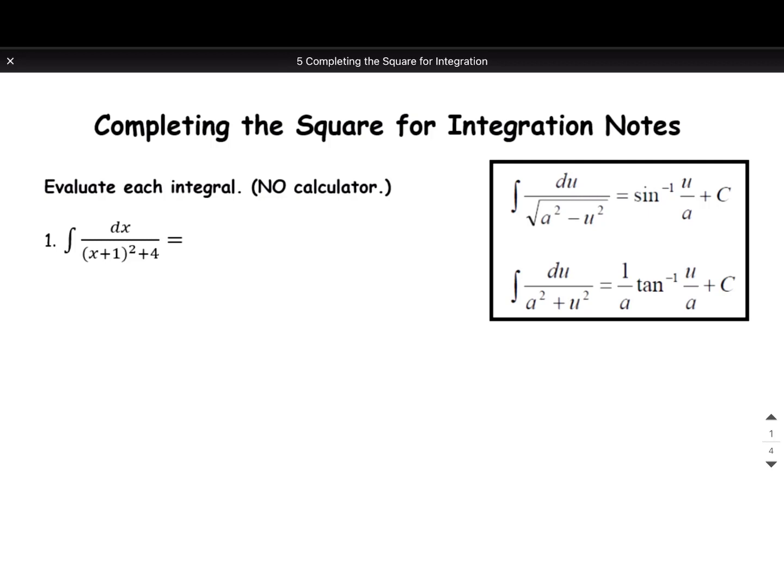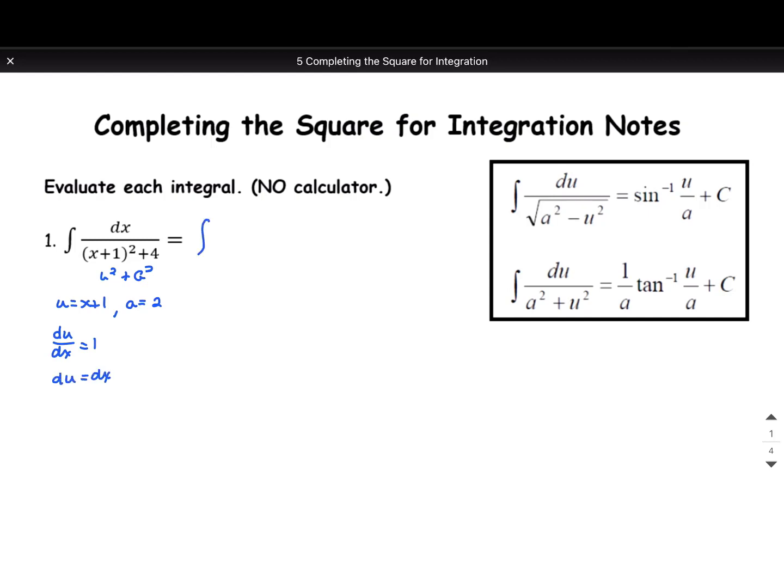Completing the square. Now, before I show you an example where we're going to complete the square, I want you to look at this first problem that I have. This is after I've completed the square. It might look something like dx over the quantity x plus 1 squared plus 4. Notice that's like 1 over u squared plus a squared, or the tan inverse. That's going to integrate to tan inverse. But that means our u is x plus 1, and our a is the square root of 4, which is 2. Now, if u is x plus 1, then du dx is 1, or du is just dx.